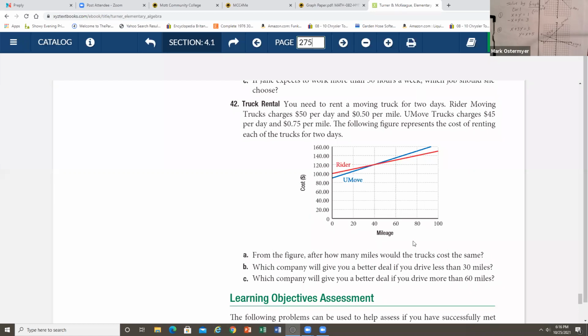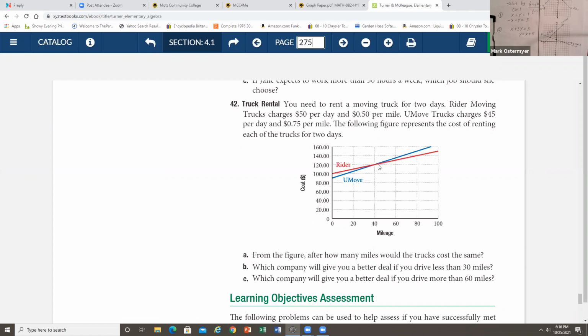All right. And notice that these two lines came from two different linear equations. I have a question for you. Which linear equation would have, or which line would have the greater slope, the blue or the red line? Which line has the greater slope, blue or red? Blue. Yeah, the blue line has the greater slope.